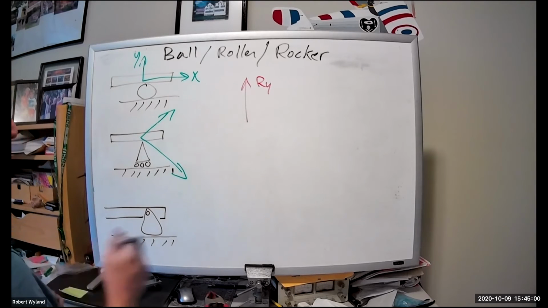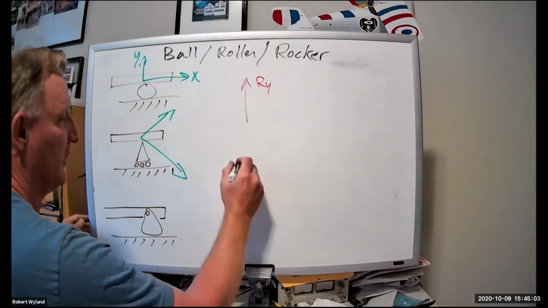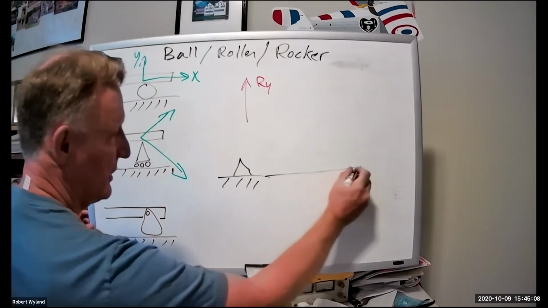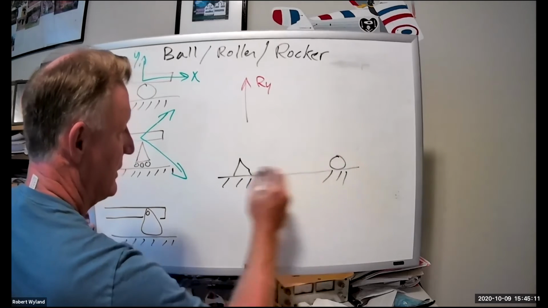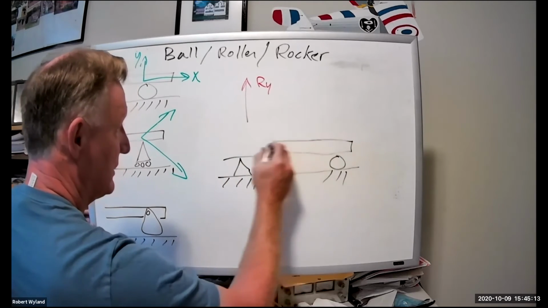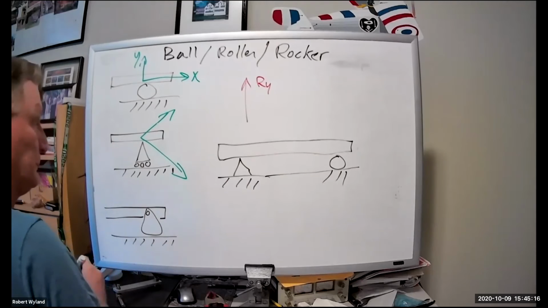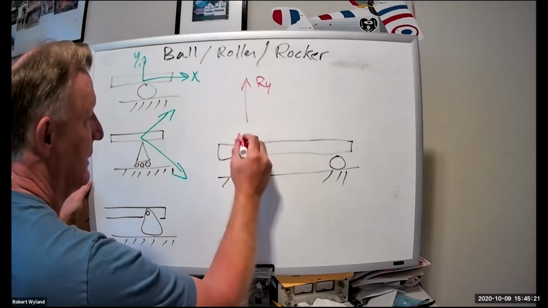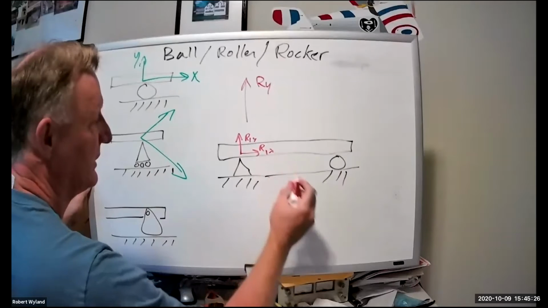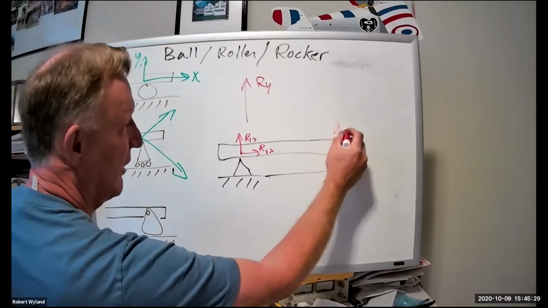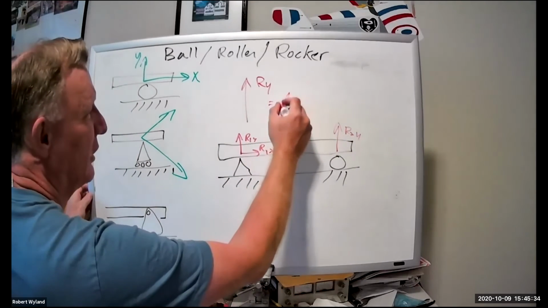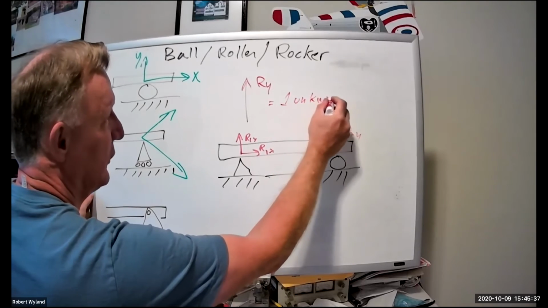Just to further the way that you'll see a lot of problems in the future, I draw my hinge. And as we said last time, we had R1Y, R1X, and here we would just have R2Y. So in this case, we only have one unknown with the rocker and ball.